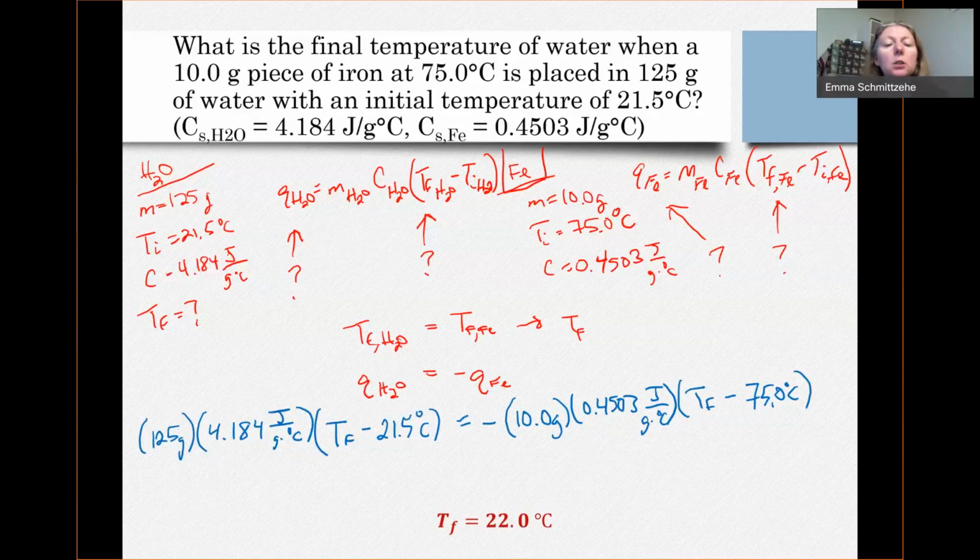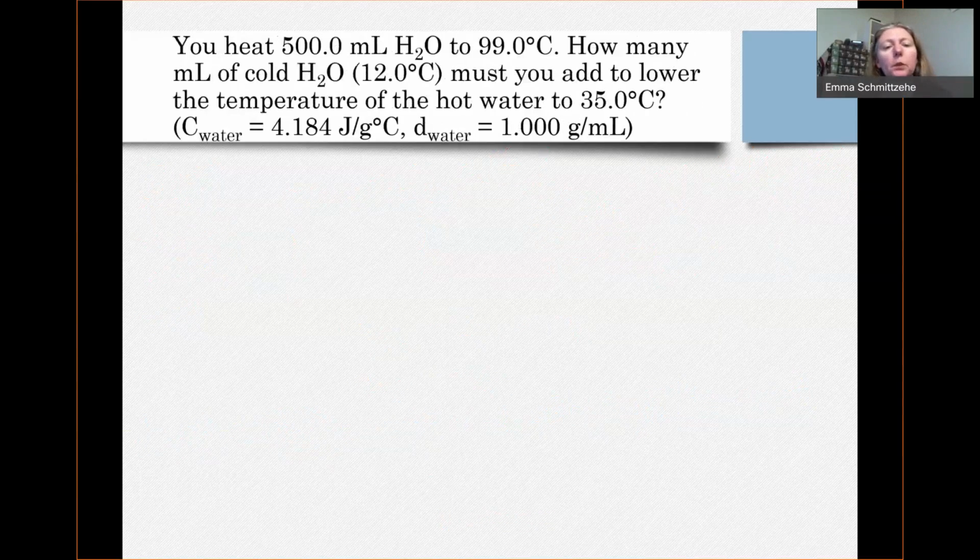Okay, let's look at one more. Here we've got a question that says you heat 500 milliliters of water to 99 degrees C, and we want to know how many milliliters of cold water, specifically at 12 degrees C, must you add to lower the temperature of the hot water to 35 degrees C. I give you the heat capacity of water and the density of water.